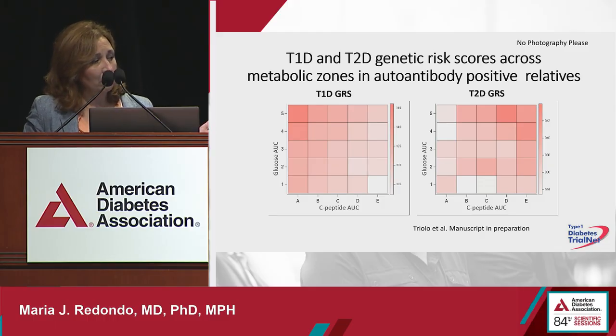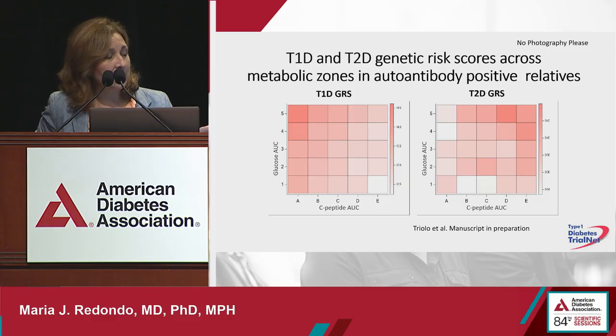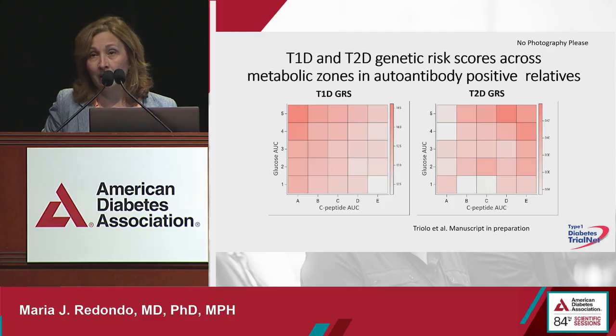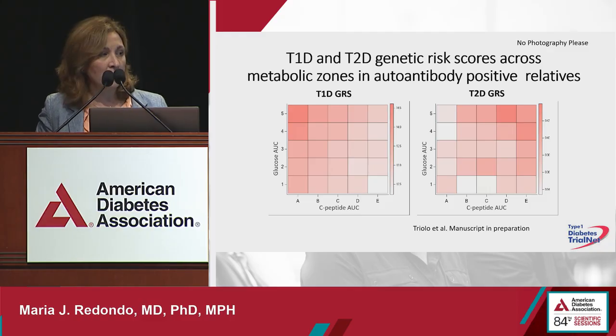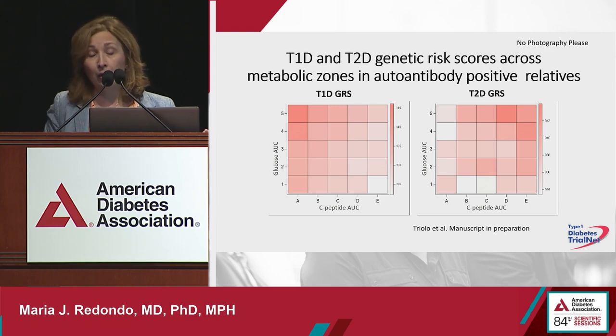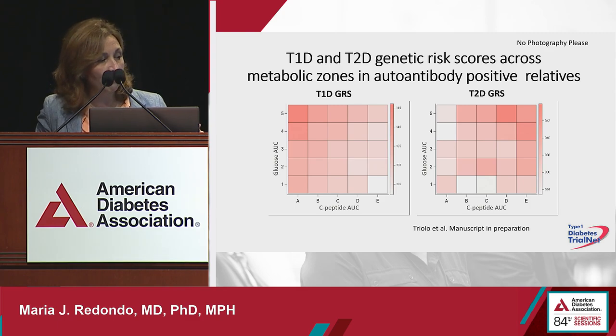But what you can see is that individuals with the highest C-peptide, who are on the column more to the right, and then in the upper rows with the highest glucose, those are the individuals with the... So individuals with the lowest C-peptide, so on the A column, and then the highest glucose, so on the 5 row, those are the individuals, the relatives, with the highest risk of progression to type 1 diabetes. And on the other hand, those with highest C-peptide and lowest glucose, which is in the lower right corner, have the lowest risk of progression to type 1.